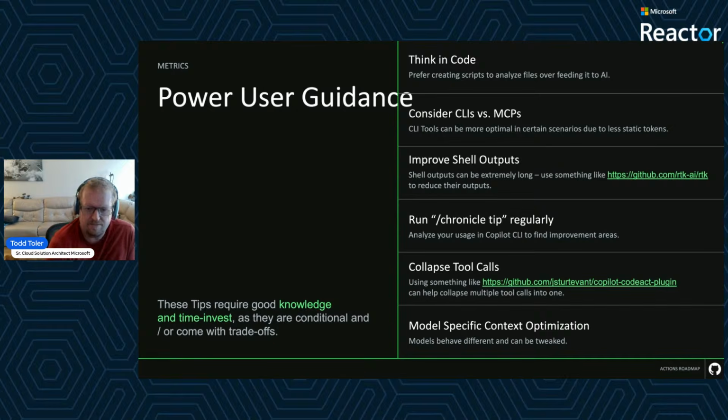The last one is model-specific context optimization. This would be only for power users for the most part, with thousands of agents. Not recommended due to the rapid model changes, but it is something that power users can get into and start thinking about.